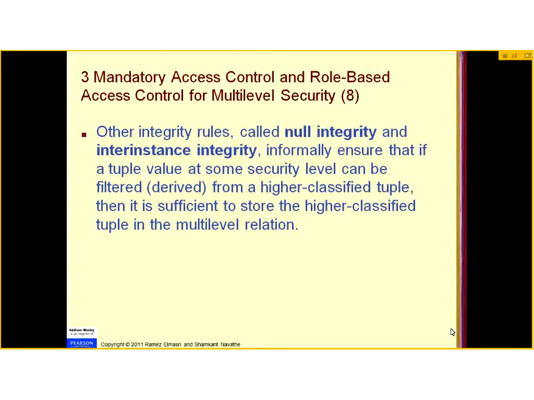Now some other integrity rules are also there. One of them is called null integrity and inter-instance integrity, which informally ensures that if a tuple value at some security level can be filtered from a higher security level or higher class tuple, then it is sufficient to store the higher class tuple in the multi-level relation. So if you can get the value from the higher security level, it is sufficient to keep the higher security level value with you.